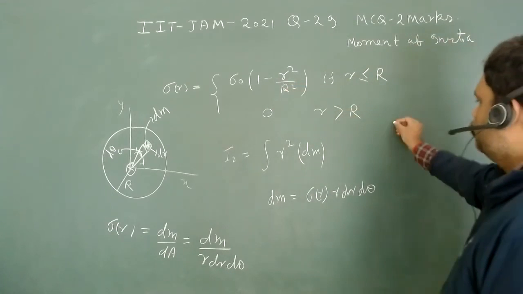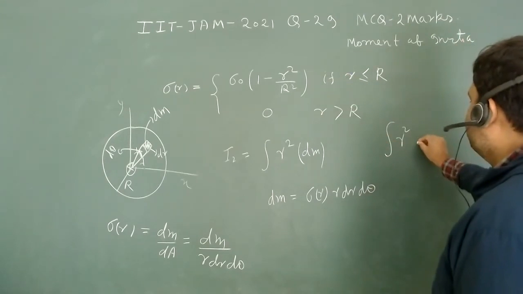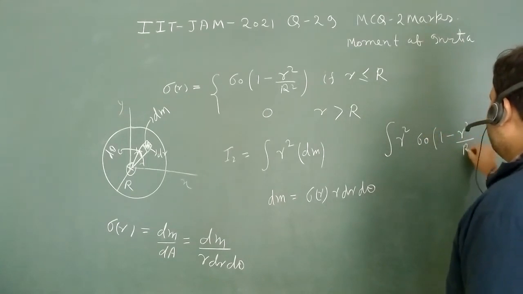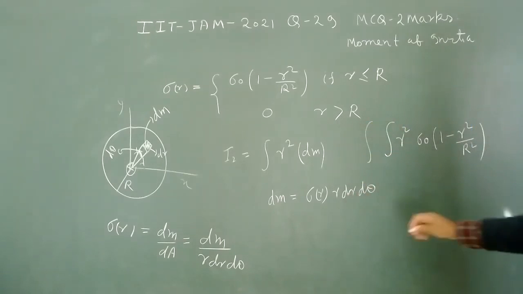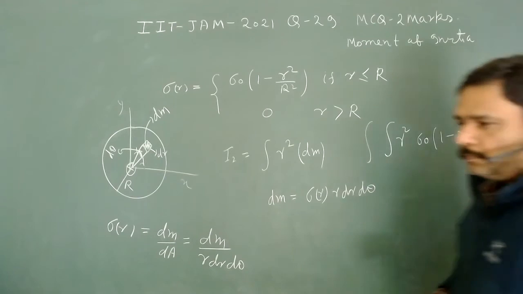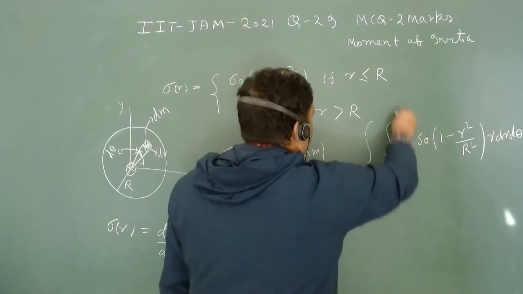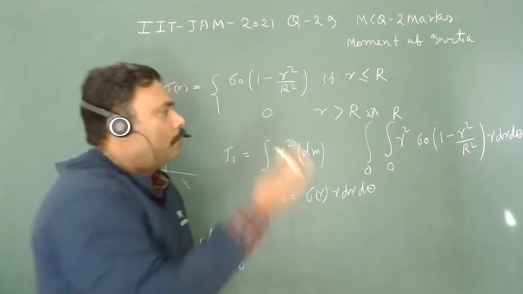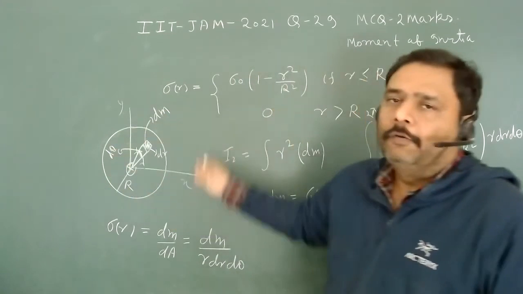So when we put the value into the double integral, this is r square, and sigma r is nothing but sigma naught times 1 minus r square upon capital R square. But my variables are dr as well as d theta, and here we have r dr d theta. So now r will go from 0 to capital R, and theta will go from 0 to 2 pi, because we have to move through the whole angle, 2 pi, such that we can cover the whole area.